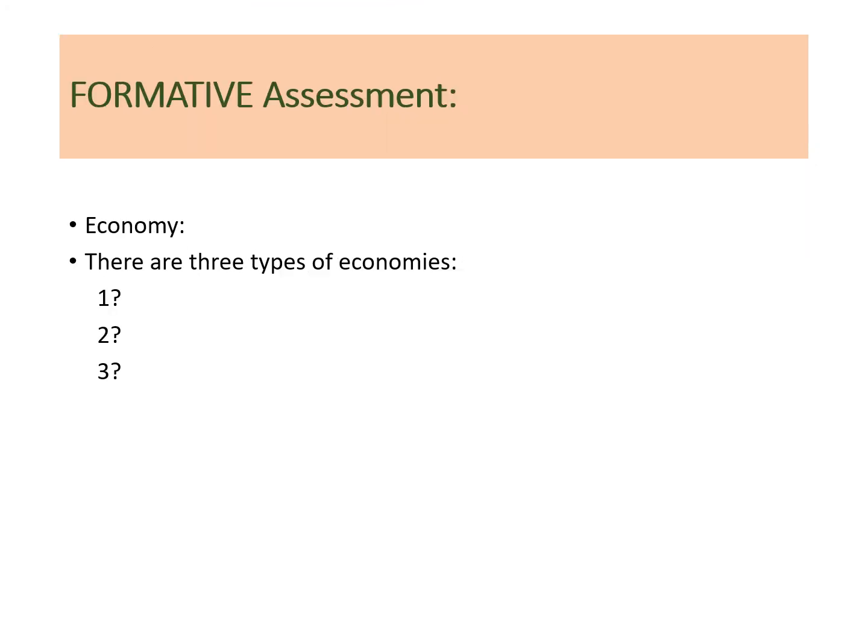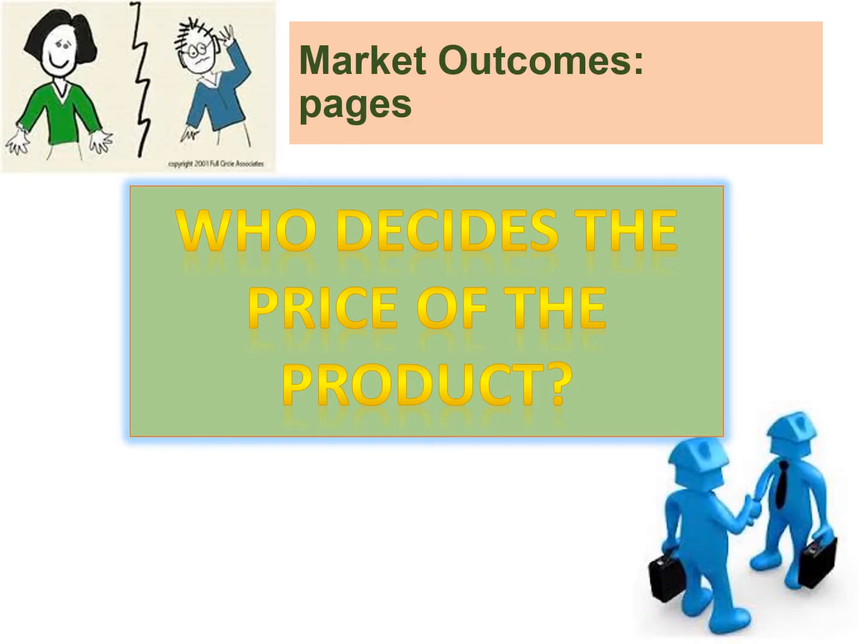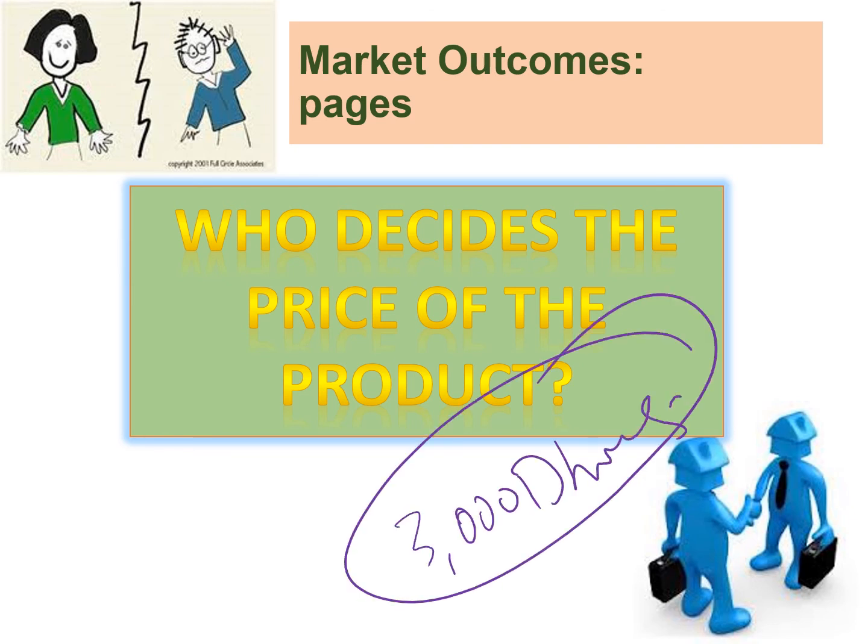I want you to define what an economy is, and directly you need 1 minute only, and tell me what are the three types of economies that we have. Let's see what the market outcomes are. Who decides the price of the product? So what makes the phone, for example, 3,000 dirhams? Who decides the price of it? What do you think?